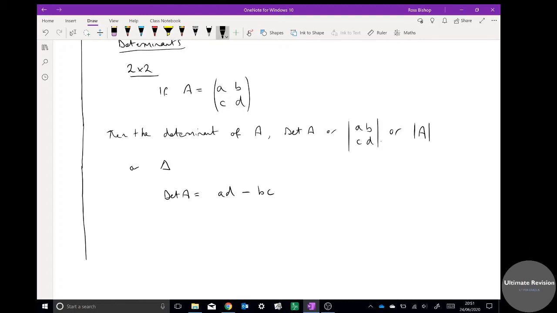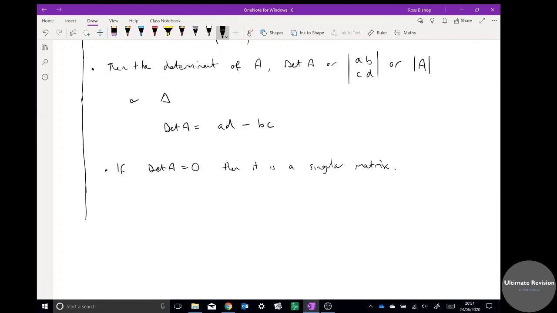Don't worry about its use just yet. You just need to know that that's how we work it out. You'll see later on why that's the case and the uses behind it. We also need to know that if det A equals 0, so if the determinant of a matrix equals 0, then it is a singular matrix. The reason for that is if you multiply a set of coordinates by a matrix with determinant 0, they will all become a singularity, which we will see in some future chapters.